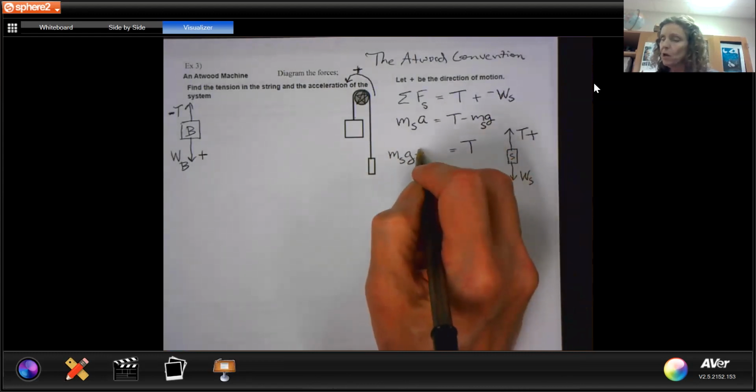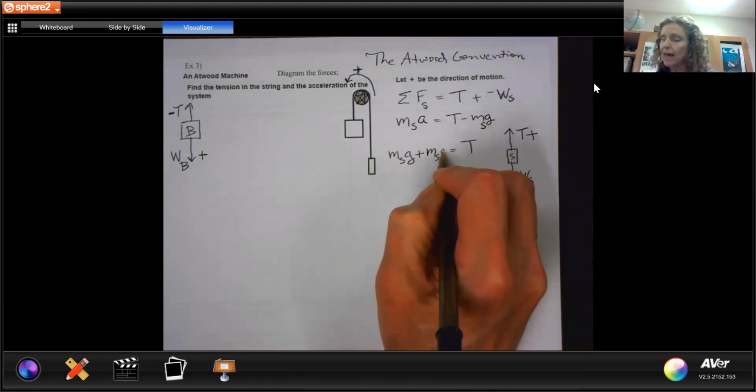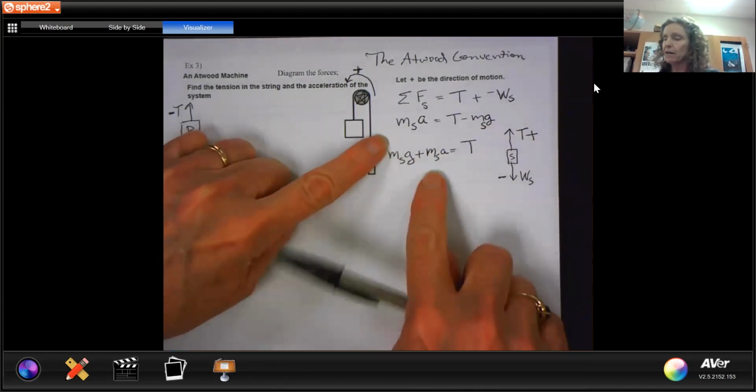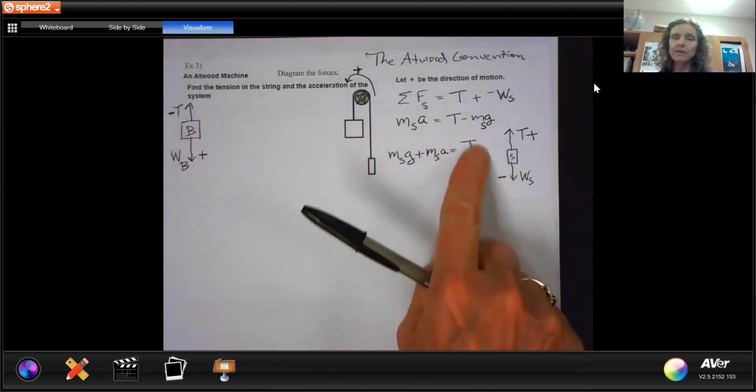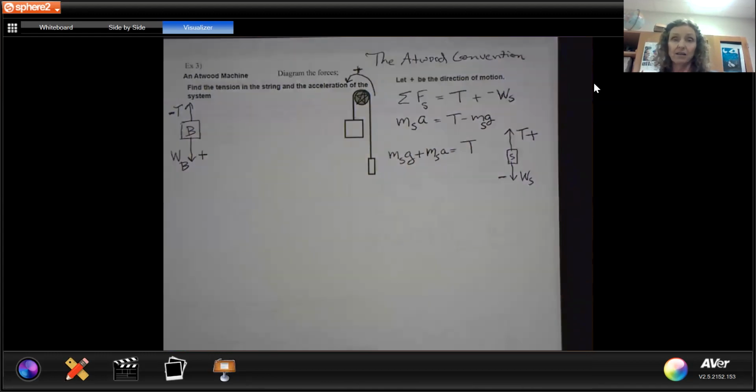So this is M small g plus M small a. That was originally already on the left side. And I left the equal sign and the tension right where they were, but I'm stuck. What do you do when you have one equation and two variables?